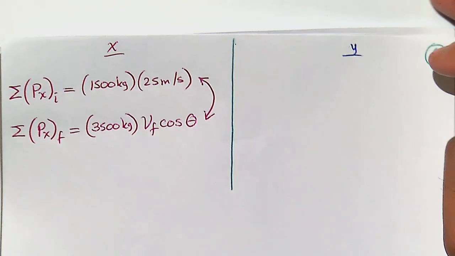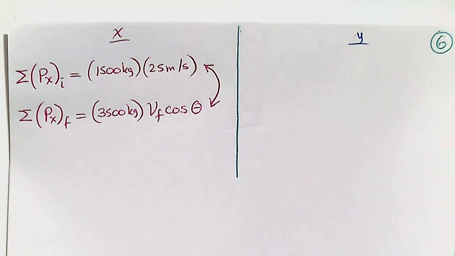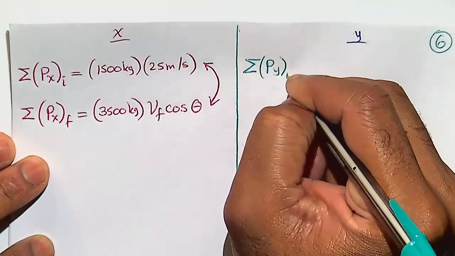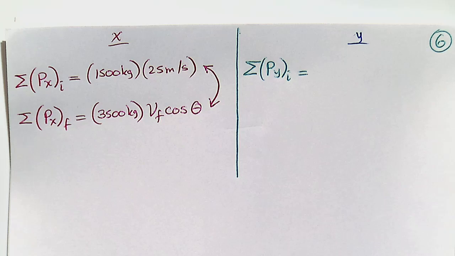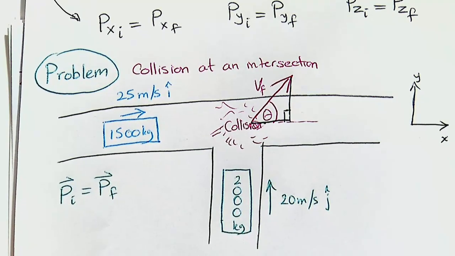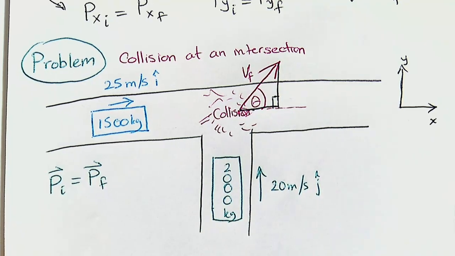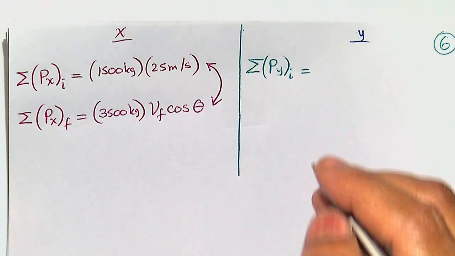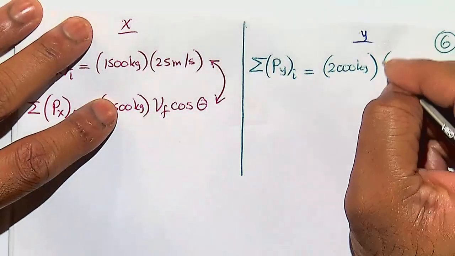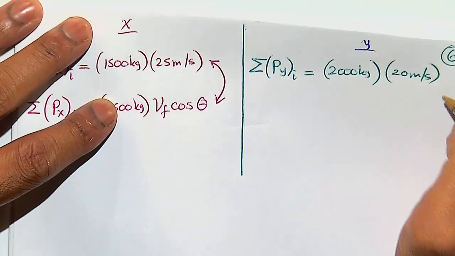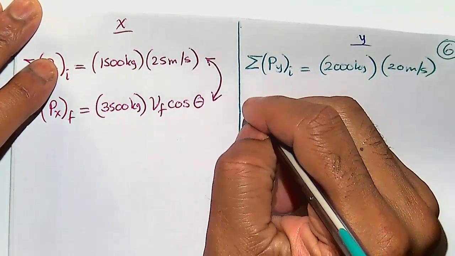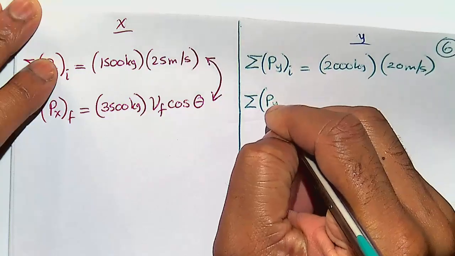Now, let's focus on the y direction. Same thing. We add up all the momentum in the y direction initially. Coming to our diagram, what's in the y? This car doesn't contribute anything to the y initially. This does, right? It has all of its momentum in the y direction. So we have 2,000 kilograms, 20 meters per second, positive, right? It's going in the positive y direction. That's positive. Same thing for momentum in the y direction final.